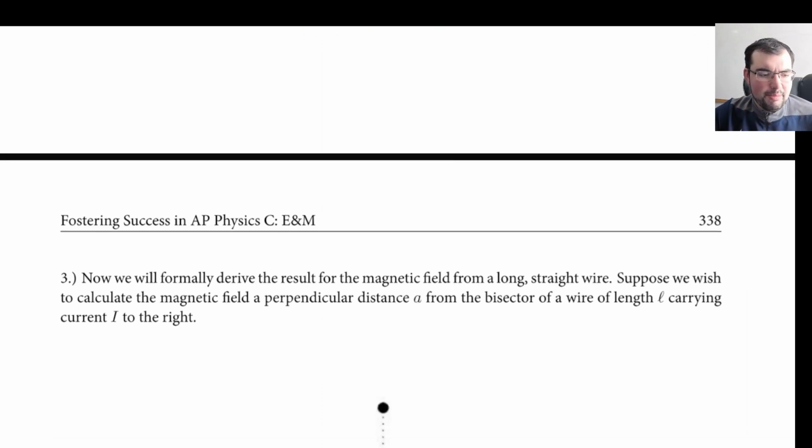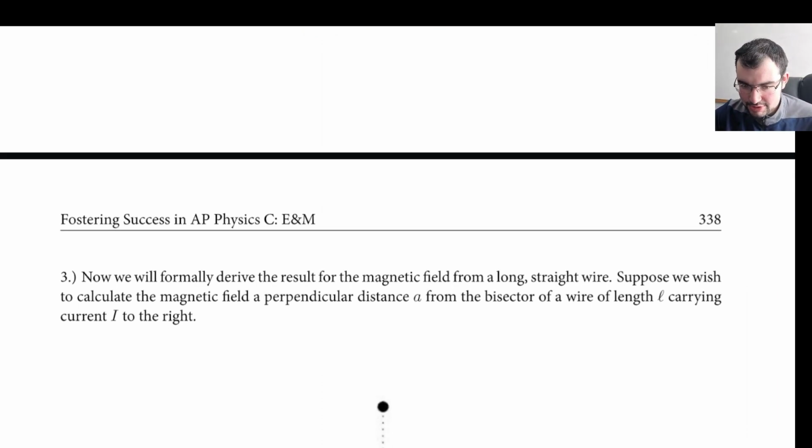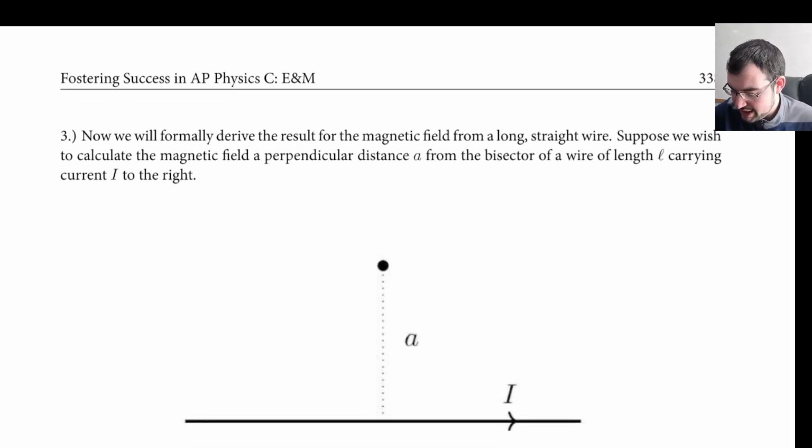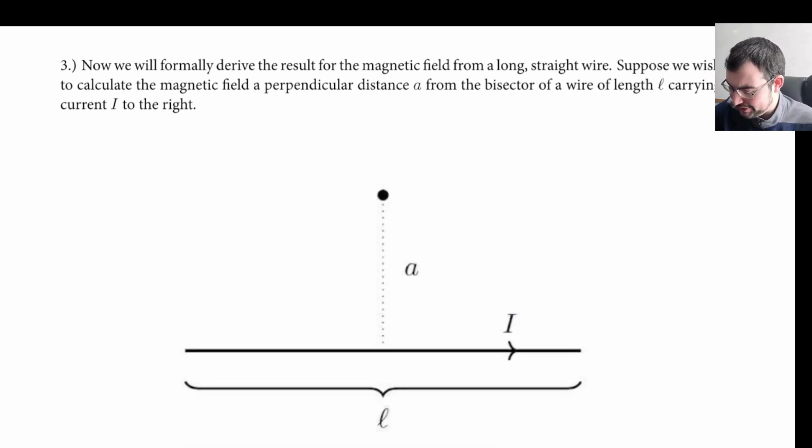All right, so the main task of Biot-Savart, in addition to the loop, is being able to derive the wire formula, or at least set it up. So we know what we're expecting it to be, mu naught I over 2 pi r, for a long wire. So here we're just looking at a point along a perpendicular bisector of just a wire with length.